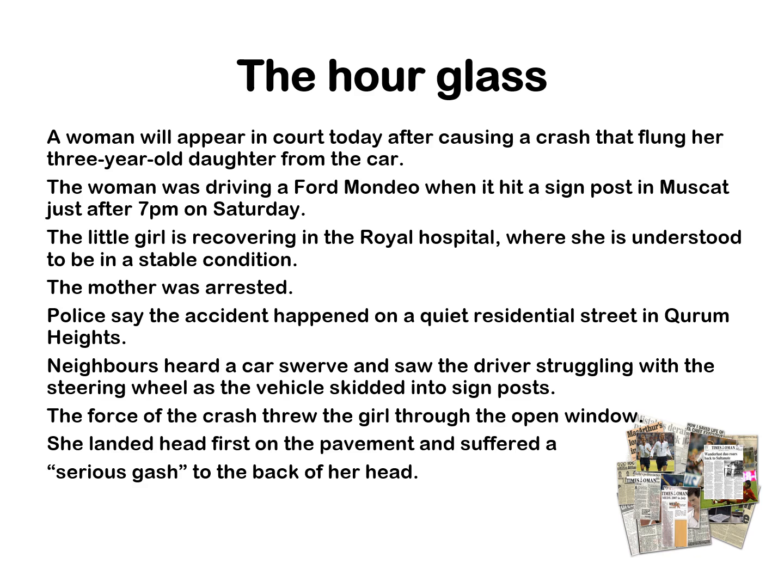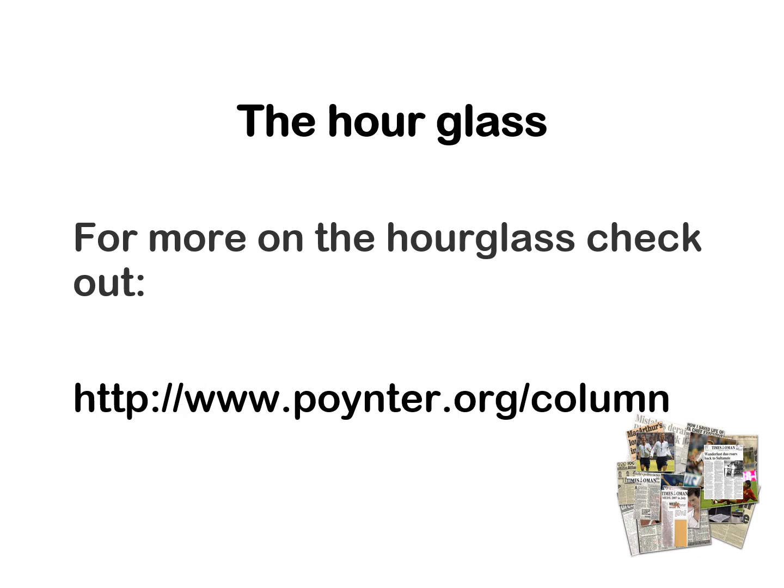So here you can see the first few paragraphs follow the inverted pyramid, then a sentence which follows what we call the transitional paragraph. That is, "Police say the accident happened on a quiet residential street in Coram Heights." After that, it turns to a narrative style. So these are all about the hourglass pattern. And if you want more examples and more details about the hourglass pattern, just visit the website poynter.org, and you will get more details on that.